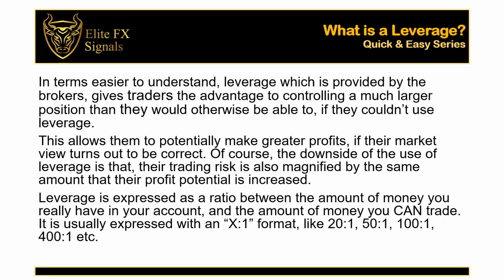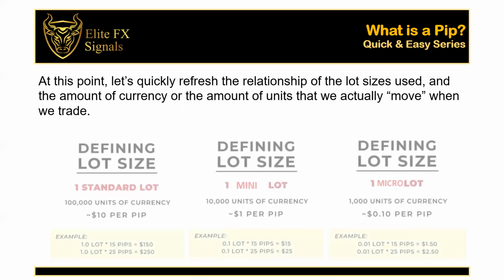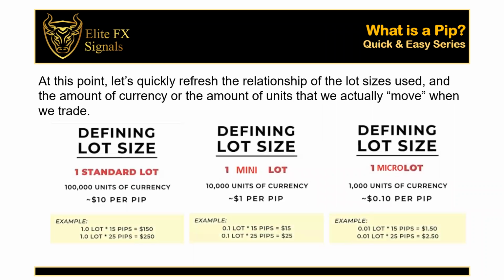Leverage is usually expressed as a ratio between the amount of money you really have in your account and the amount of money that you can effectively trade. It's usually expressed in a format of X to 1, like 20 to 1, 50 to 1, 100 to 1, 400 to 1, etc. At this point, let's do a quick refresh about the relation between the lot sizes that we are using and the amount of units of that currency that we actually trade when we are opening a position.